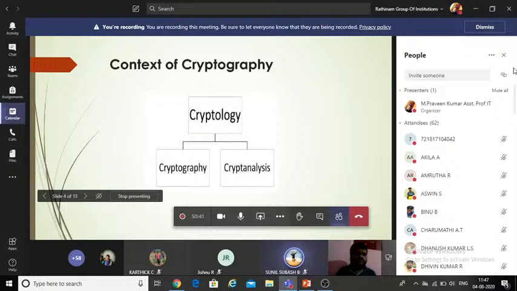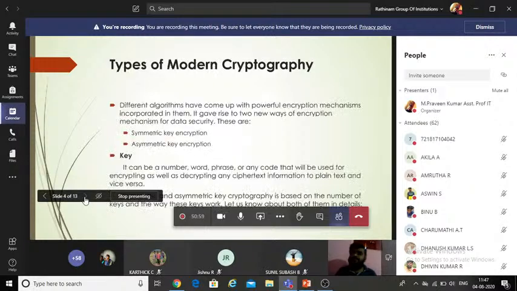Okay, so cryptography is nothing but the study of protecting the data. Cryptanalysis is breaking the protection. These two come under the context of cryptography. And what are the types of cryptography? We have two things, symmetric and asymmetric.